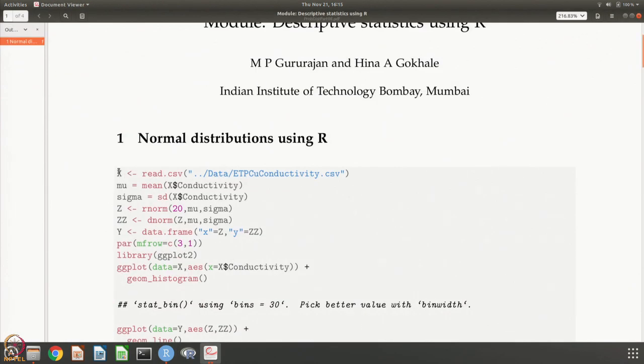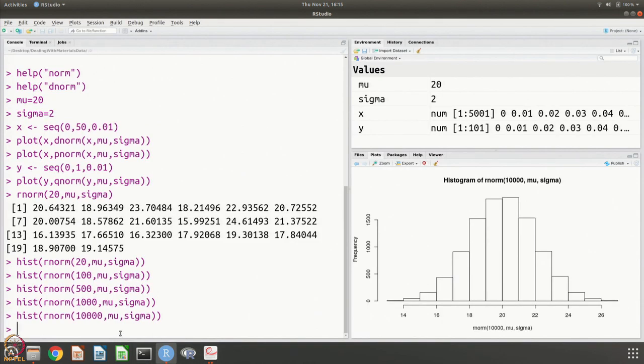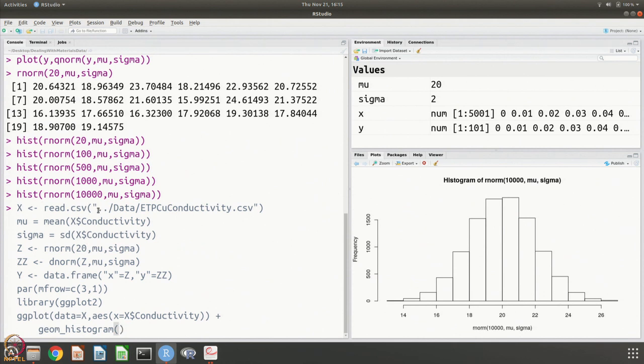So, for that I am going to use this set of commands. So, here is the script. We are going to read the data on ETP copper conductivity, and mu is basically the mean, so let us calculate from the data, and sigma is the standard deviation, which we have calculated from the data, and Z is a random variate from a normal distribution. We are pulling out some 20 numbers with this given mu and sigma, and ZZ is basically the probability density function using Z that we have calculated. And so we have made a data frame out of these simulated values that we have got.